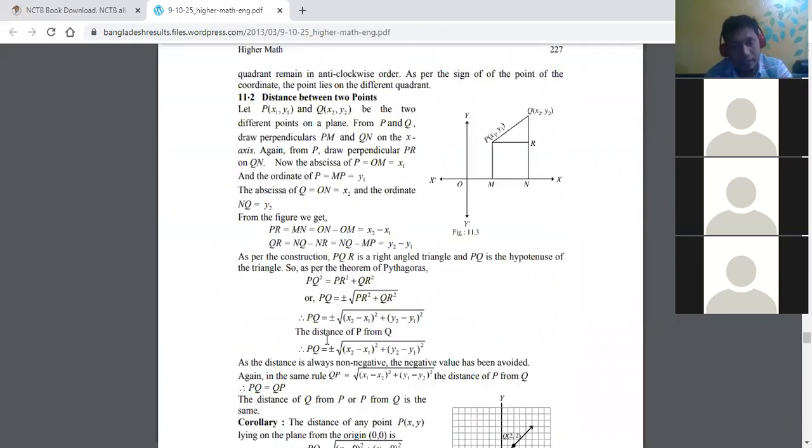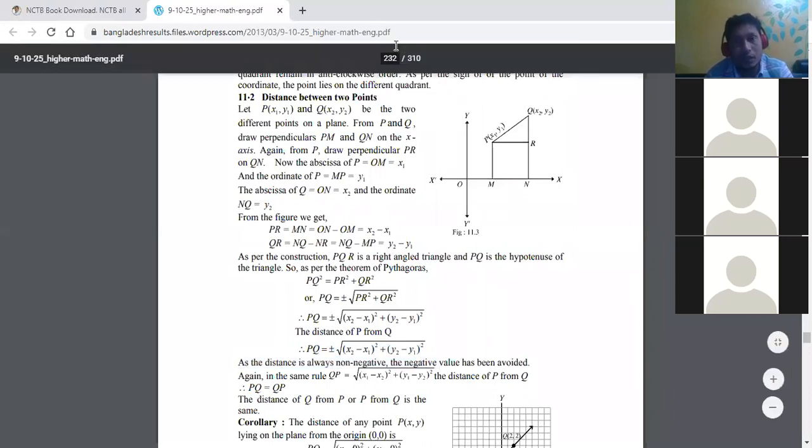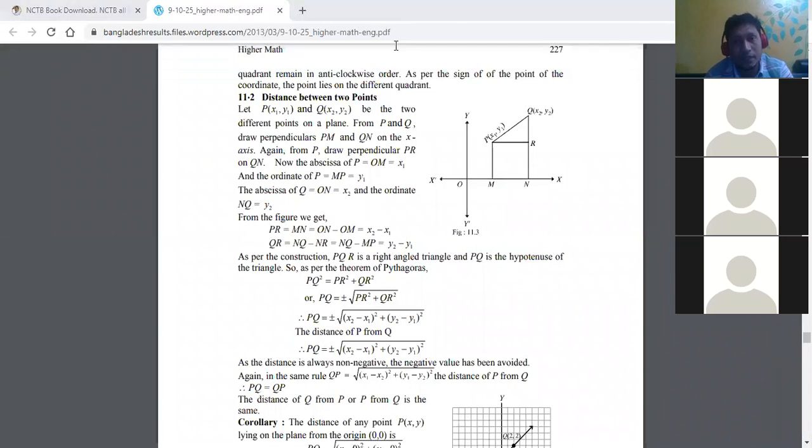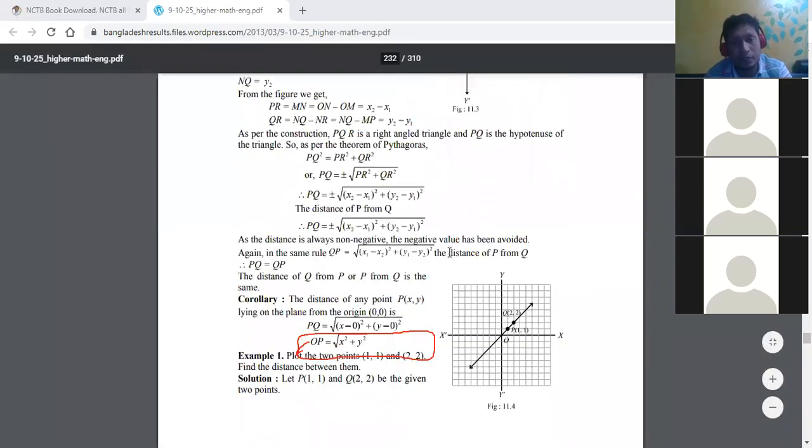Just think that the distance between two points is equal to root over difference of abscissa square plus difference of ordinate square. Can you tell me the formula? The distance between two points is root over x2 minus x1 whole square plus y2 minus y1 whole square. By this formula, you can find the distance between any two points.